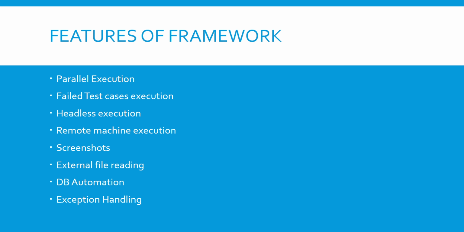failed test case execution. Do you have some mechanism to execute the failed test cases, and an retry analyzer to retry your test cases on the fly? If you have headless execution to execute your test cases on a headless machine, if you have some mechanism to run your test cases on remote machines, Azure, AWS, or any kind of grid, right? Then whether you have screenshot utility. Why I have mentioned this screenshot: for example, if you have some provision to take a screenshot on every step regardless of failure or pass status, we can mention that as well. If you have external file reading capability in your framework, you can talk about that. If you have DB automation, if you have implemented some exceptions, you can talk about all those features of the framework, right?